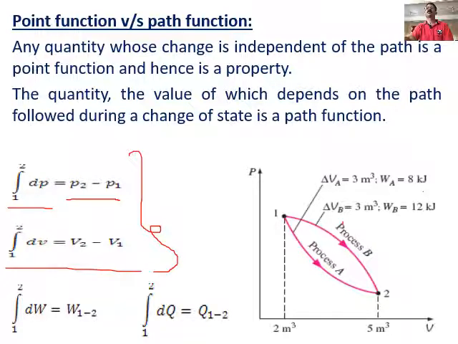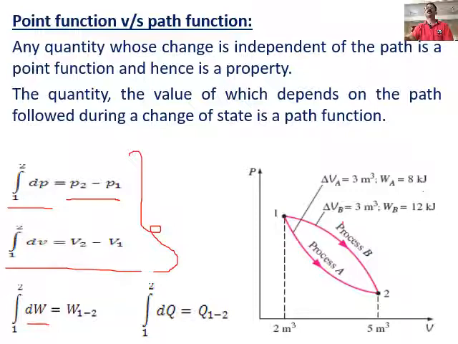But for work you cannot write this. For work during the change of state from 1 to 2, the integral of dW you cannot write as W2 minus W1, because W2 is meaningless. Work is a path function, so it cannot be expressed at a point. Work is done whenever a system undergoes a change of state. Try to understand this. Work and heat transfer take place when the system undergoes a change of state. So there is no meaning for the work at a particular state point, right? There is no meaning for W1, there is no meaning for W2.